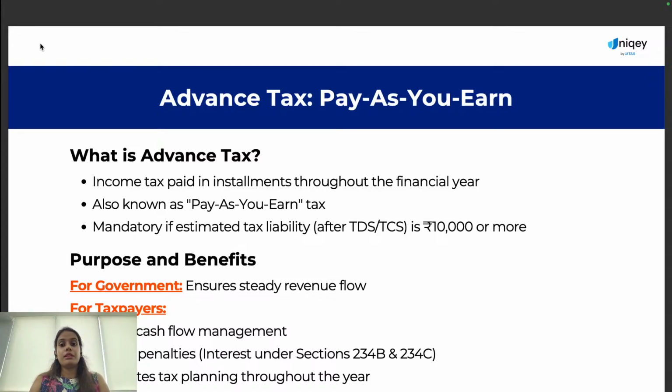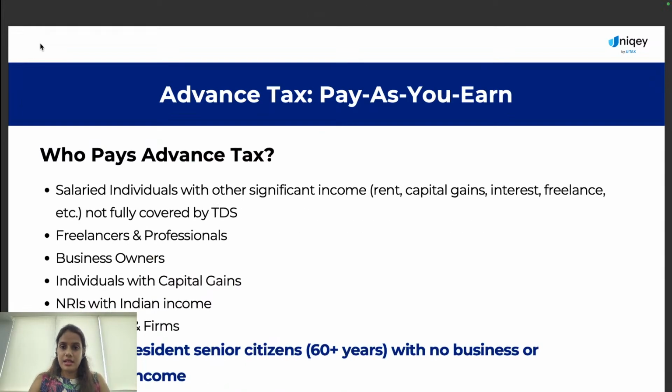This is mandatory if the tax liability is more than 10,000. Then it's compulsory to pay the advance tax on a real time basis. So what are the purpose and benefits of paying advance tax? For the government, definitely it ensures a steady revenue flow, and for taxpayers, it is beneficial because of better cash flow management. It avoids penalties like interest under Section 234B and 234C, and it promotes tax planning throughout the year. So who pays the advance tax now?